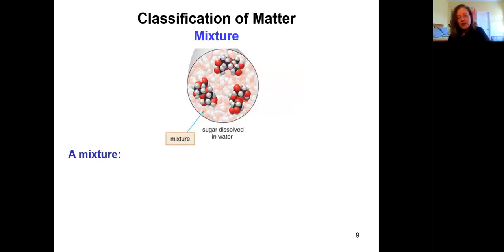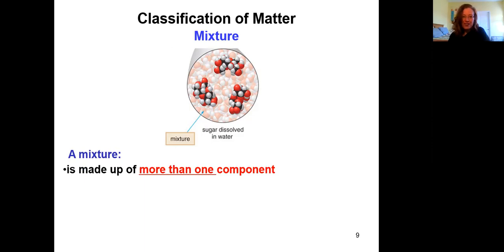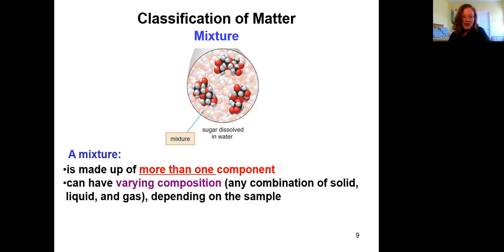In a mixture, we get to put our pure substances together. We'll have more than one component in a mixture. They can have varying compositions. So they can be a combination of solids, liquids, gases, and it can be made up of just individual elements like just oxygen or just hydrogen, then mixed together. Or it could be where, in this case, we have more than one group of atoms that have been joined together already.